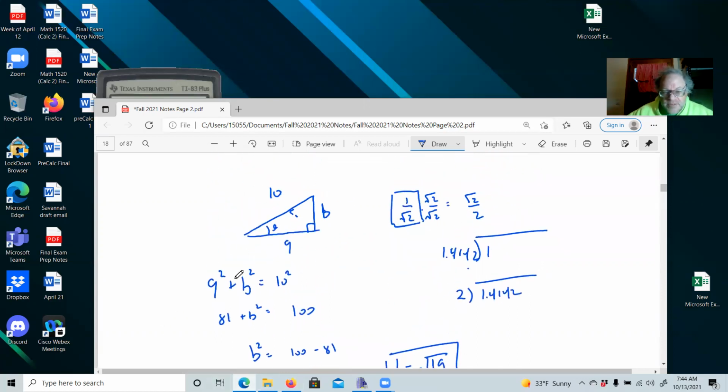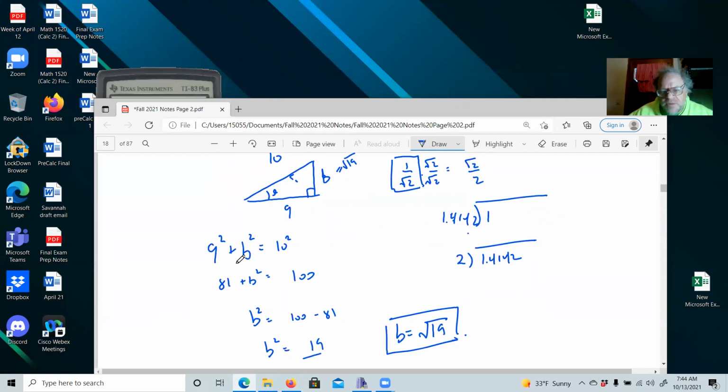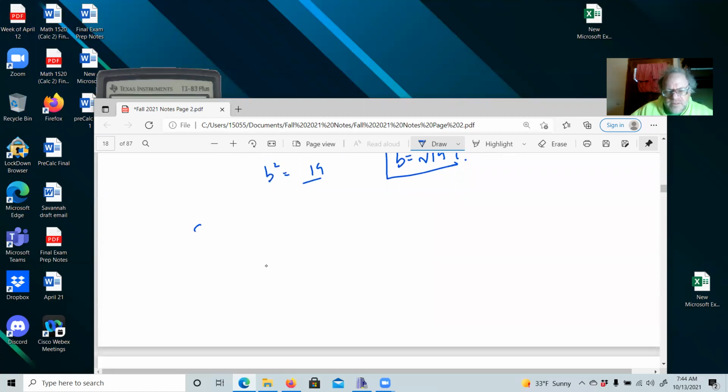Now, this is square root of 19. I'd like to know things. I would like to know, what is the sine of that angle? What is the cosine of that angle? What is the tangent of that angle? What is the cotangent of that angle? What is the secant of that angle? What is the cosecant of that angle?